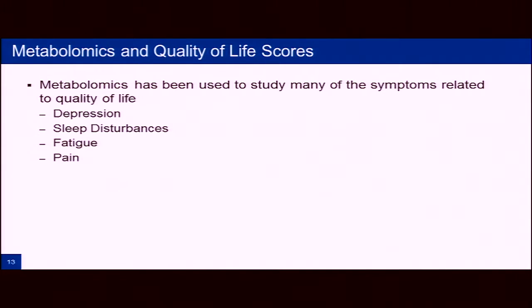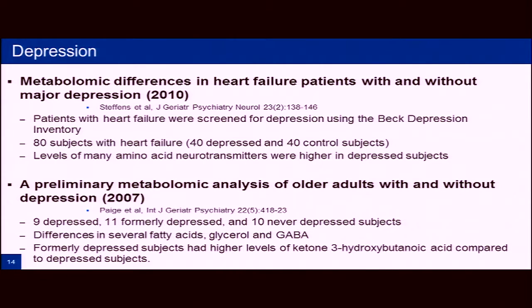So we looked through the literature to see if we could find anything directly related to metabolomics and quality of life, and we couldn't. But we did find a lot of literature related to the use of metabolomics in the symptoms that are related to quality of life, such as depression, sleep disturbances, fatigue, and pain. So a couple of the papers on depression, there was a study where they looked at differences in heart failure patients with and without major depression, and another study in older adults with and without depression.